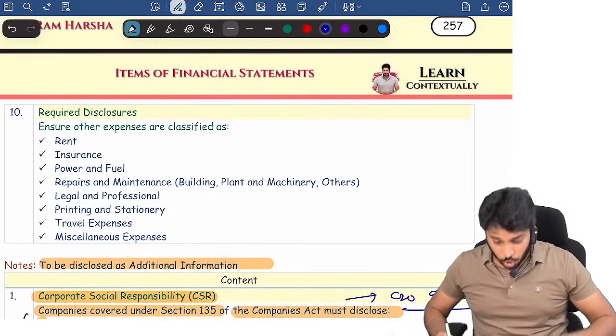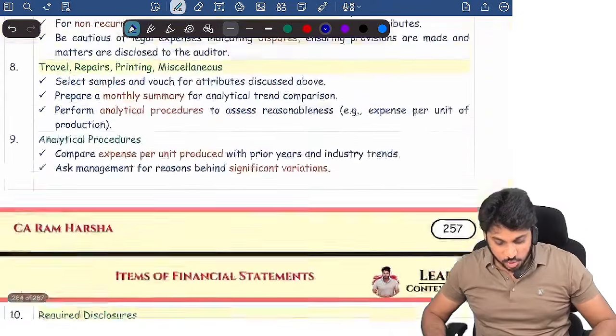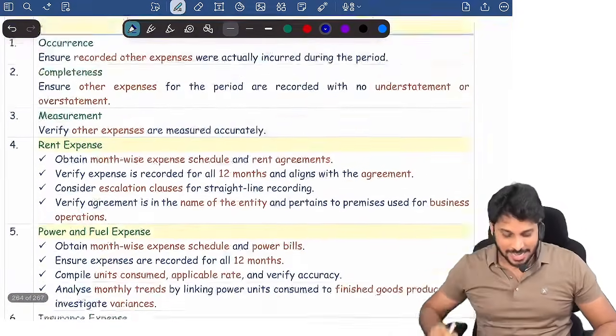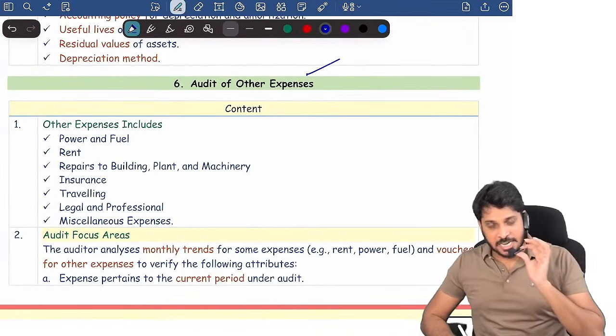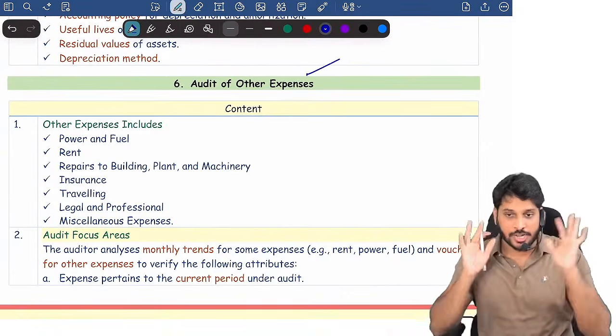P&L items audit, guys. Within the P&L items, first I will discuss other expenses. First I will discuss other expenses audit in P&L.